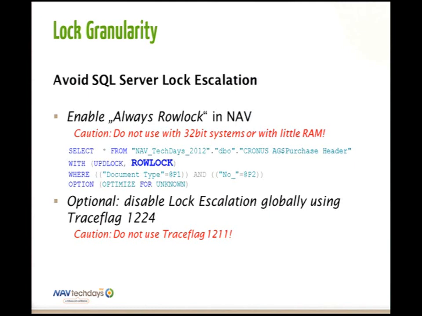The switches you can apply in the startup parameters, or you can start them up by code or something like this. If this trace flag 1224 is applied, that also suppresses lock escalation based on rows throughout the whole system. There's another flag, 1211. This is completely disabling the lock escalation, also the escalation based on memory pressure. That means if this is enabled and you run out of memory, you run out of memory.